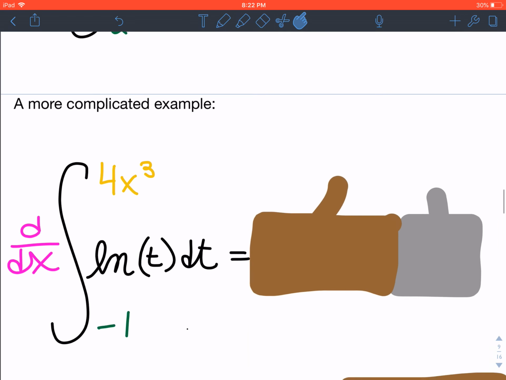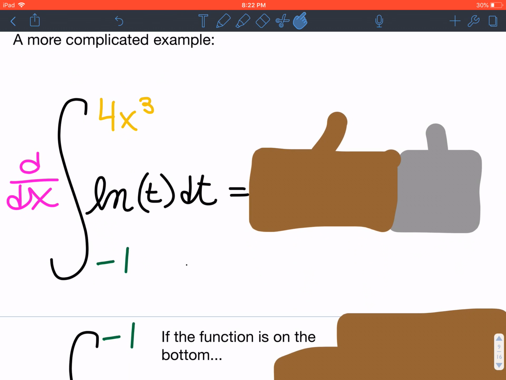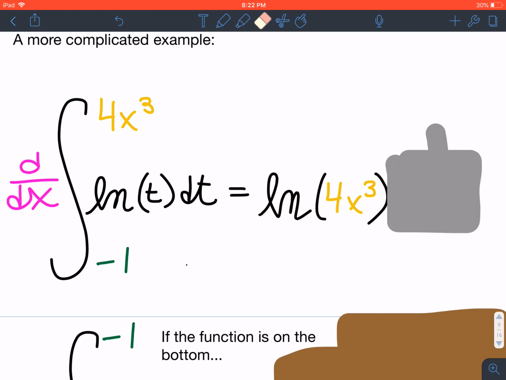So now for a more complicated example, let's do the natural log, ln of t dt, from 1 to 4x cubed, and the derivative of all that, d/dx of the definite integral from 1 to 4x cubed of ln t dt. So the first step is to plug in this 4x cubed into t. That is the f of a of x part. Then you multiply by the derivative of the top function, and then that's it.